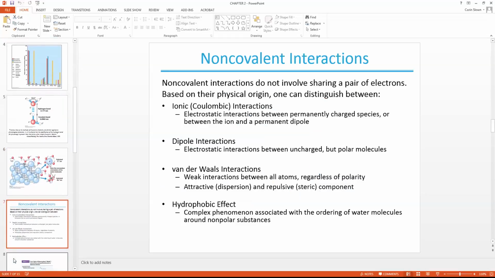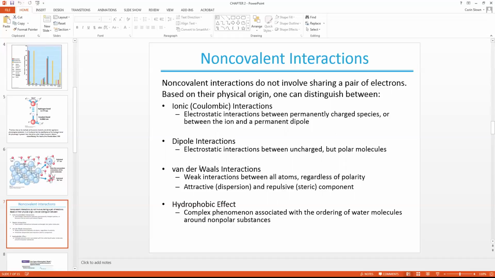If we go back to some of these other non-covalent interactions, we can see a couple of features. So non-covalent interactions do not involve sharing a pair of electrons. That's a fundamental definition. We can distinguish between them based on what the interaction, though, looks like. So we just talked about an ionic interaction. That's where I have 2 permanently charged species, or between an ion and a permanent dipole. And usually it's a negative and a positive charge that have that interaction. It's possible for there to be repulsion, the result of 2 charges that are the same.